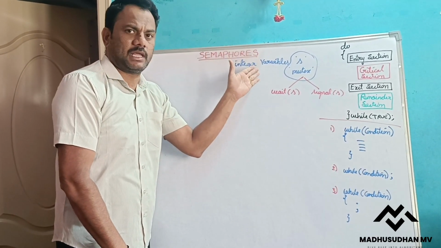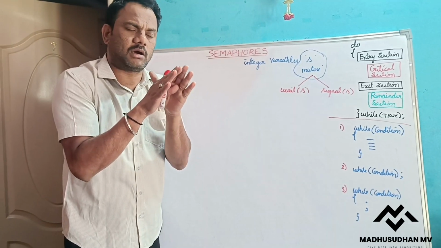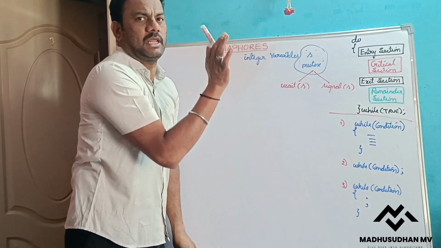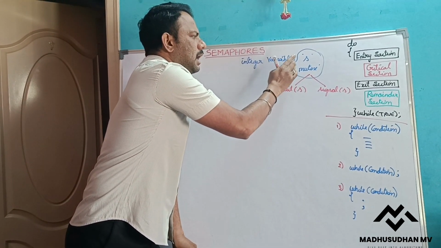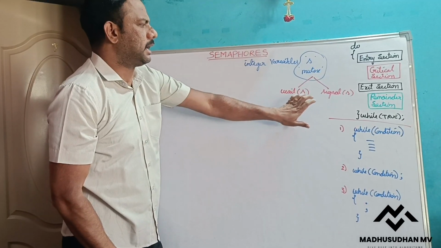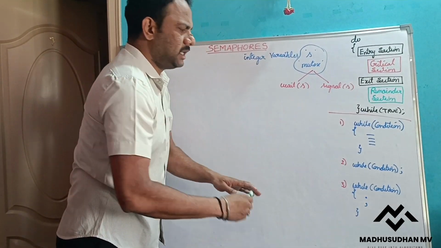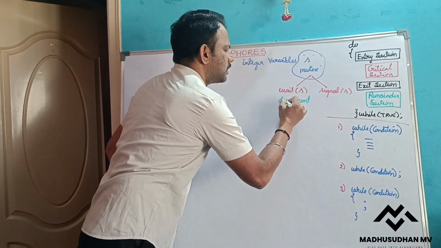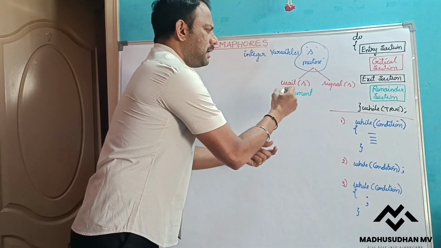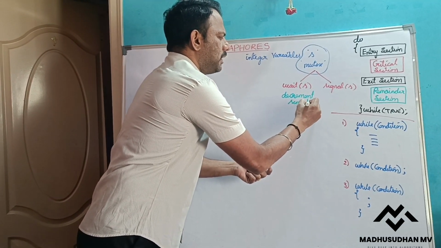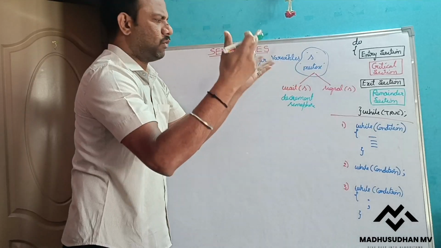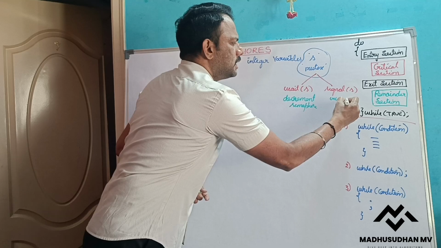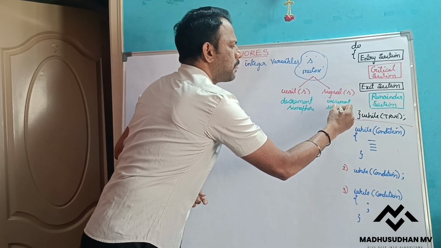A semaphore is just like an integer variable, but it is a special type of integer variable, because it can be accessed only by two atomic operations, wait and signal. What will wait do? Wait will just decrement the semaphore value, whatever the semaphore variable may be, S, mutex or x. Whereas signal will do the opposite: it increments the semaphore value. That's it.